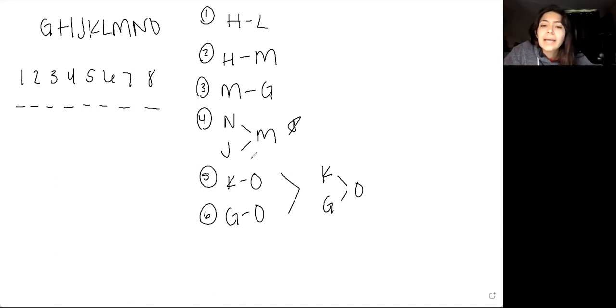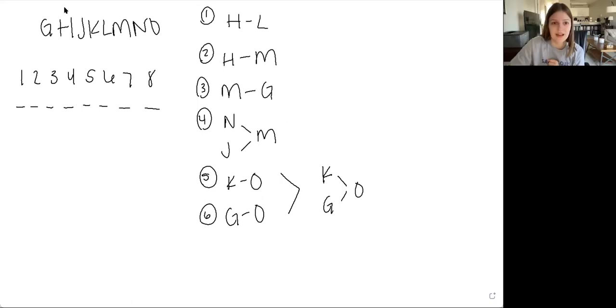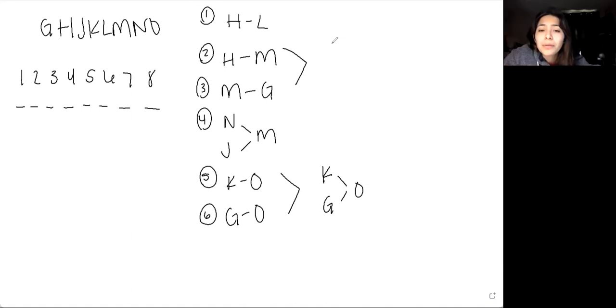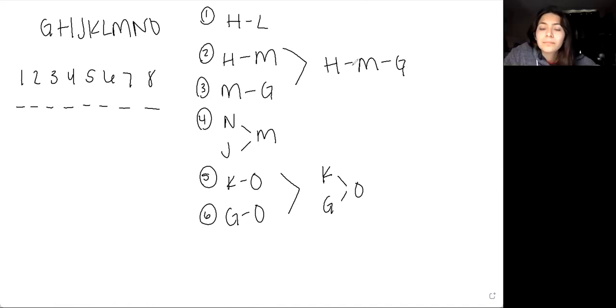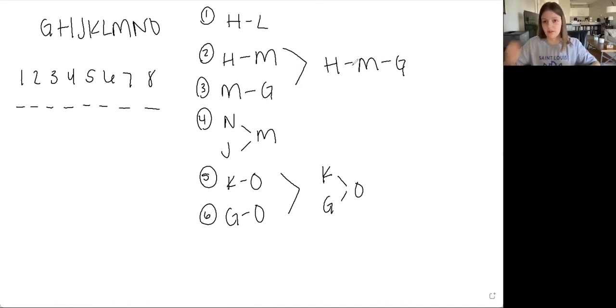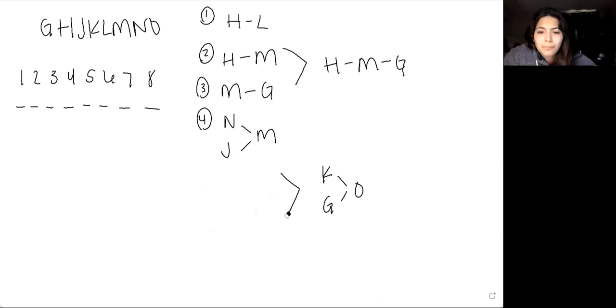Okay. And we can also do 2 and 3. What would that look like? We can overlap M-G. So we would get this, right? We overlap our M, and that just attaches G on the end. What else do you want to chain? I'm going to erase the ones that we've done already.